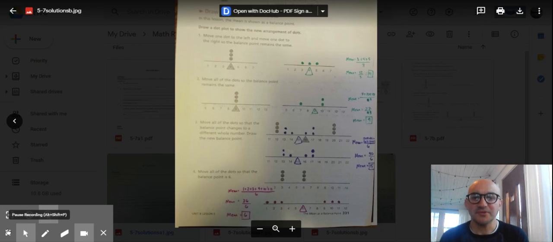We'll introduce the concept of median next week and get into the differences between mean and median and how those two things are related.